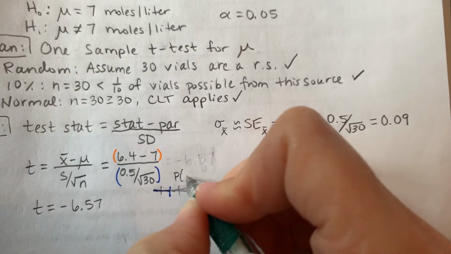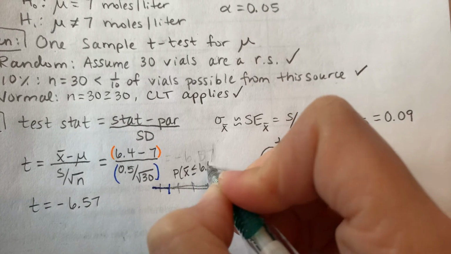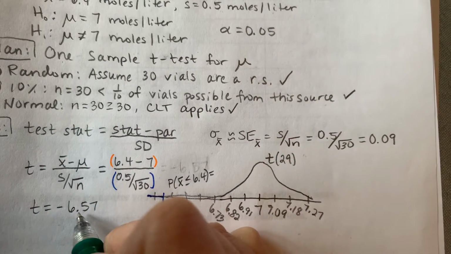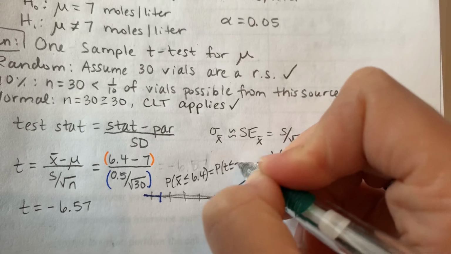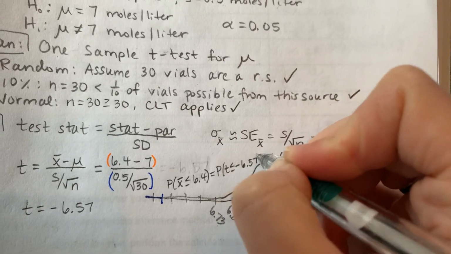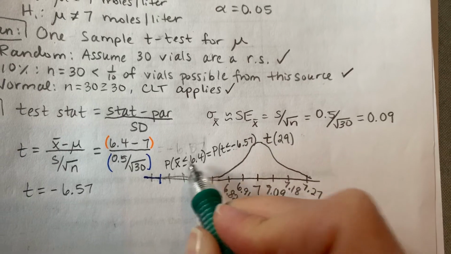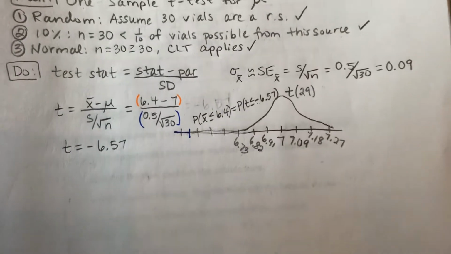But again, that is the probability that my sample mean is less than or equal to 6.4, which I'm pointing out again references the t-value. That's the probability that the t-value is less than or equal to negative 6.57. That's the probability I'm actually finding, but it's the same thing as this probability that I've drawn the picture of. Okay, so let's find that.